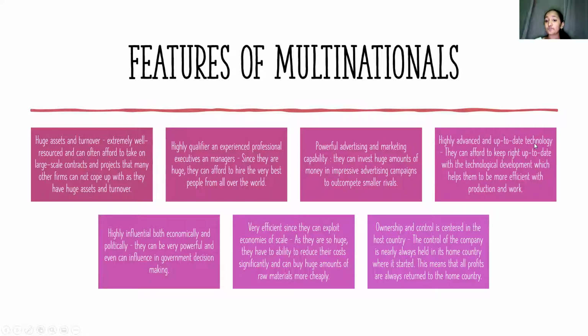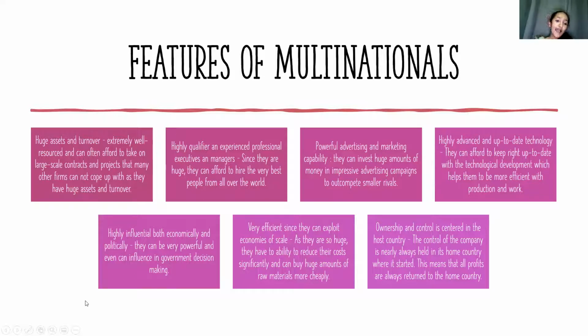Highly advanced and up-to-date technology. They can afford to keep right up to date with technological development, which helps them with more efficient production and work. If instead of labor in a factory, there are robots, then the work can be done more efficiently and more quickly than having labor. So they can do that because they have huge assets and turnover. So they can be highly advanced and up to date with technology.